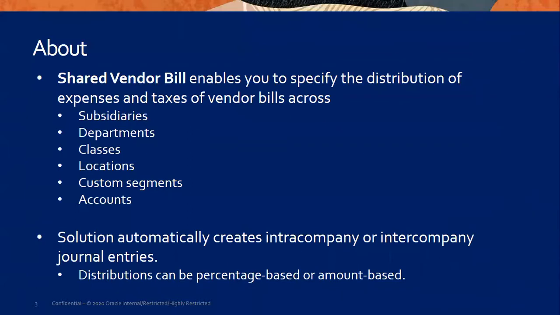This bundle enables you to specify the distribution of expenses and non-inventory items and taxes of a vendor bill across a subsidiary, department, classes, locations, custom segments, and accounts. This gives you the flexibility to distribute real time when you're entering the vendor bill, rather than having to create a manual journal entry at the end of the month or using NetSuite's allocation schedule.